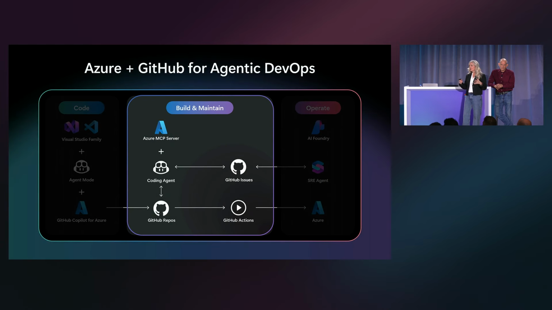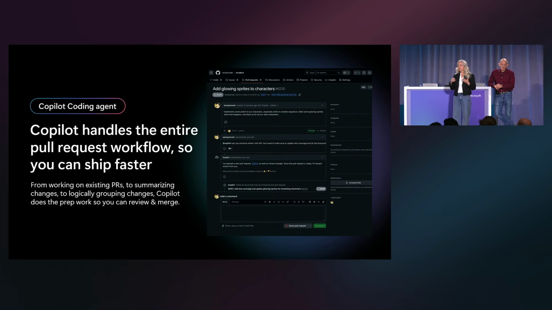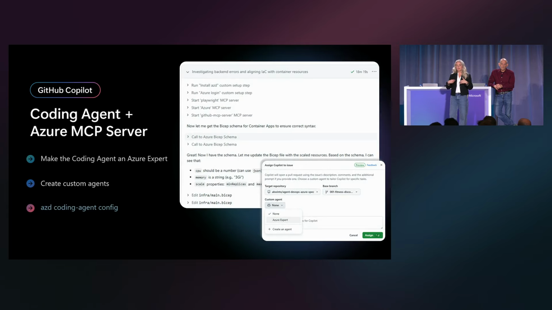OK, we're ready to move into Build and Maintain. And in Build and Maintain, we're starting to work with the coding agent. The coding agent works asynchronously. It's like another dev on your team that you can assign issues to, and it will work asynchronously in your repo. And that's great. What we can do with the MCP server is configure it so the coding agent has access to all of the Azure tools we just looked at in VS Code the way we were using them. You can specify which tools it has access to as it works on issues in your repo for you.